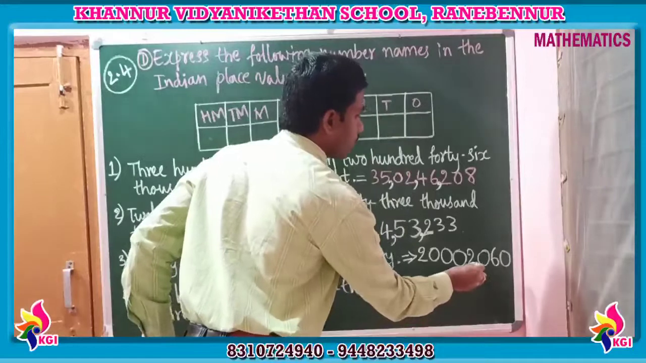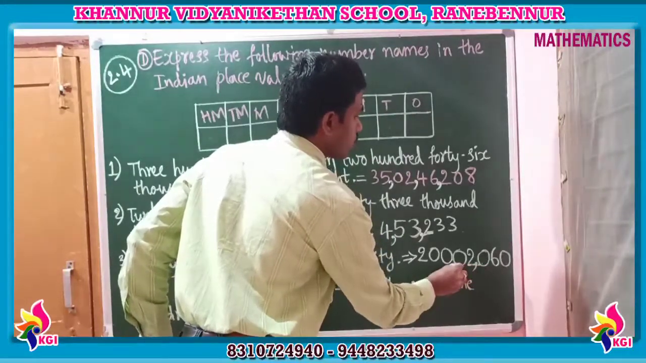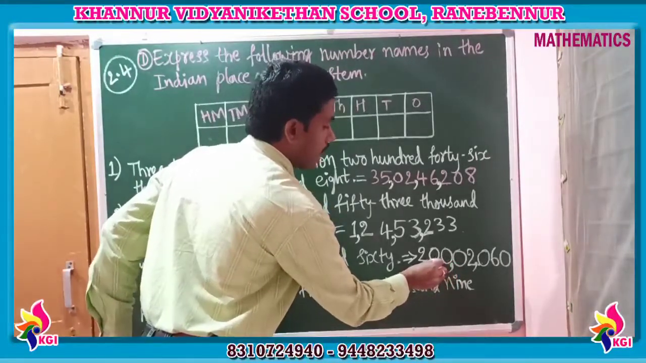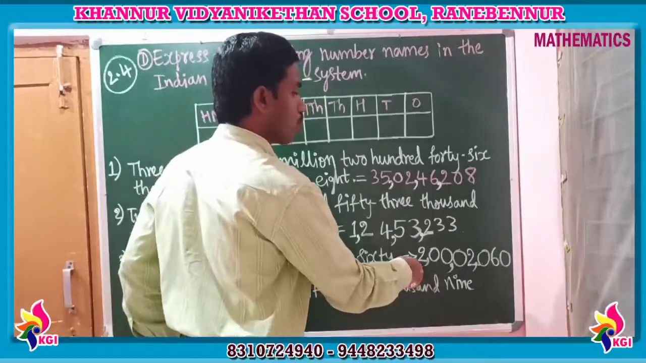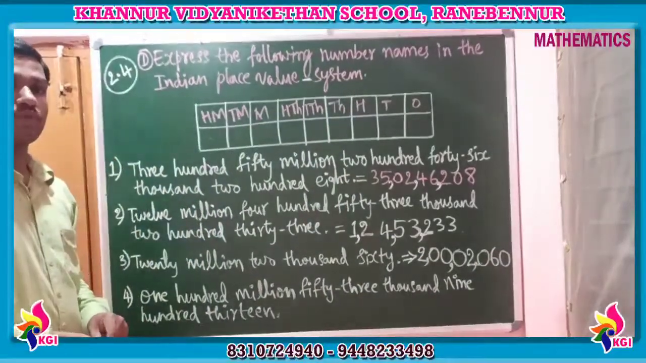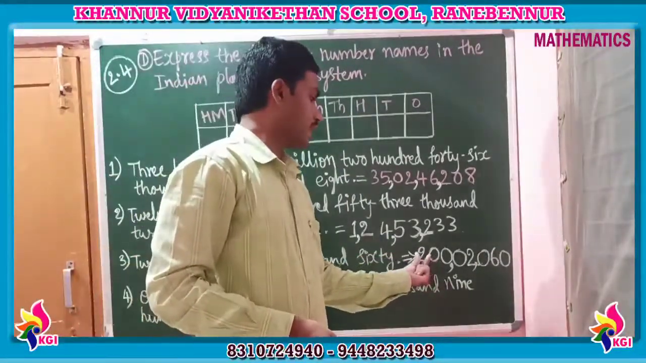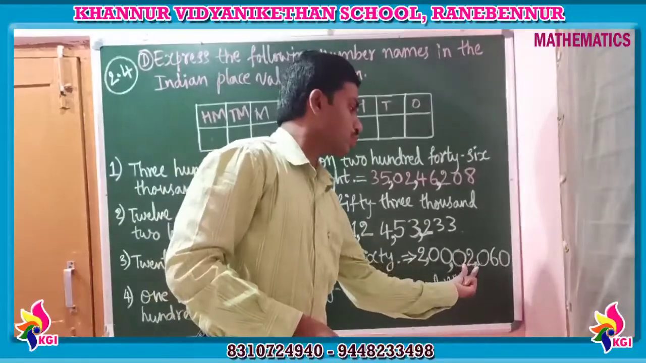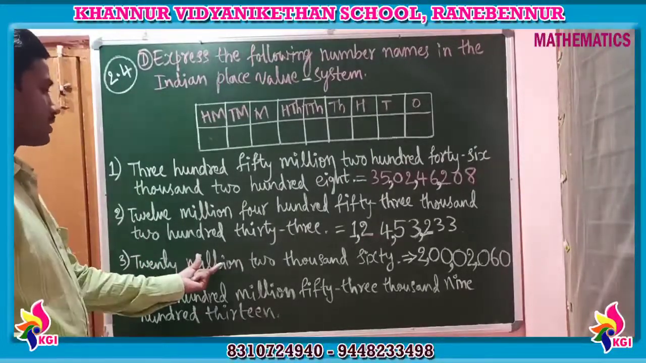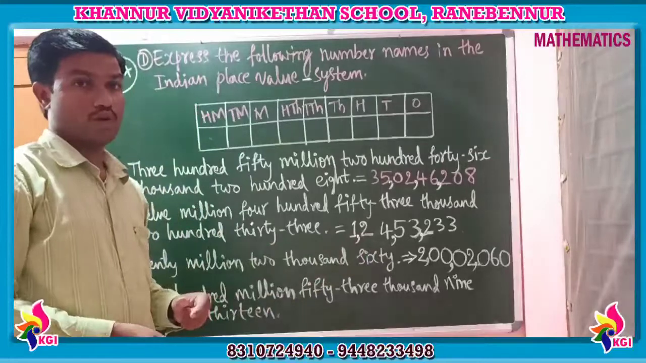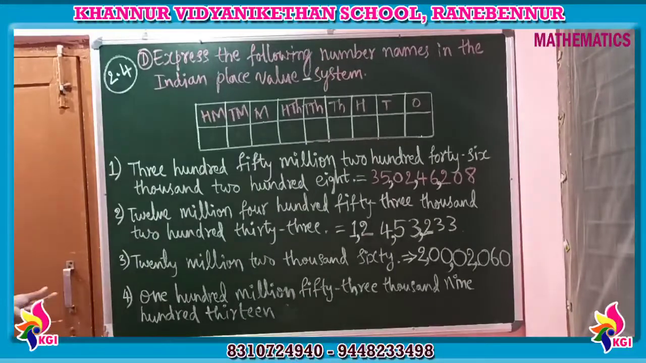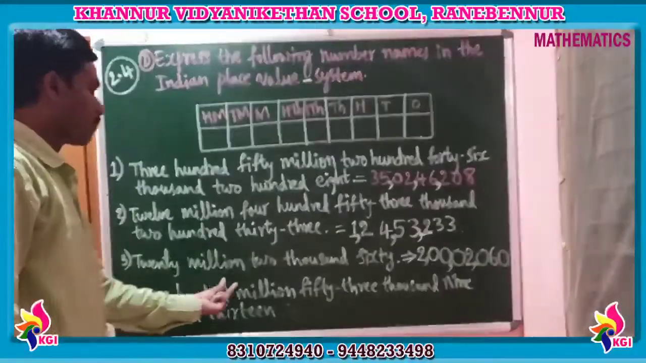What about 1, 10, 100? Put the comma. Then 1000, 10,000. Put the comma. Then lakhs, 10 lakhs. So in the Indian place value system it can be read as 2 crores 2060. But in the international system, it can be read as 20 millions 2060. This is the comparison. Understand it. Then the fourth one is 100 million.